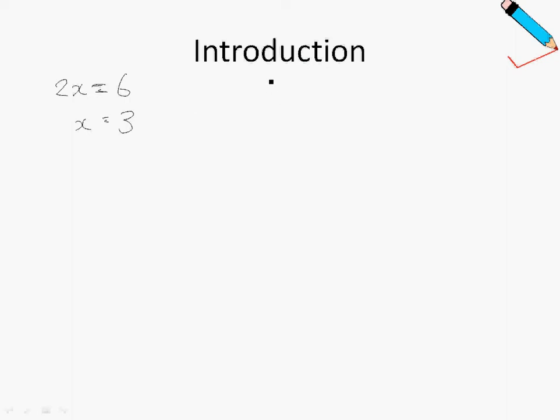But what happens if I have two unknowns in one equation? For example, I have 2x plus y equals 5. Can I solve this equation by itself? The answer is no, because if you have two unknowns, you will need a pair of equations. And so for example, I have another equation over here that looks like this.